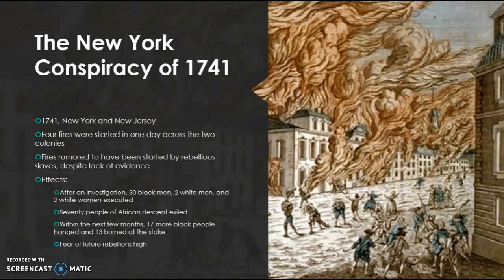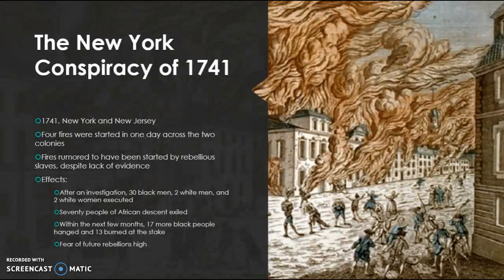So they had to figure out who to punish for these fires. They conducted this brief investigation where they didn't have really any information, but they decided that as punishment, they would execute 30 black men, 2 white men, and 2 white women. There were some rumors about various people being involved, so they settled on these specific people. And in addition, 70 people of African descent were exiled.